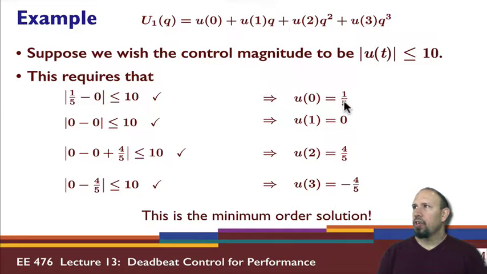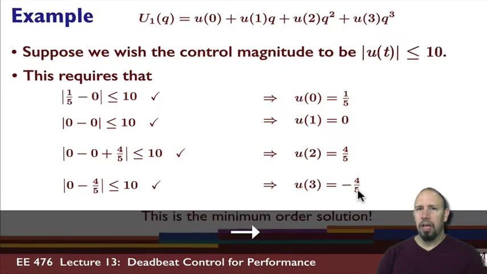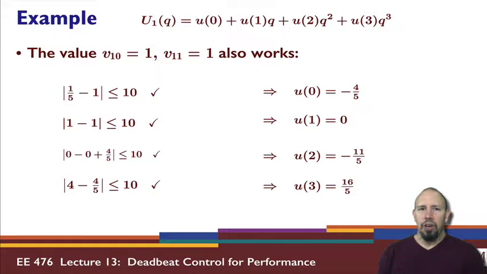So in this case, the control sequence is this, and clearly, in fact, all the values are even less than 1 in this particular case. So this is perhaps not a good example because it was trivially satisfied by the minimum order solution, but at least you see some of the process.